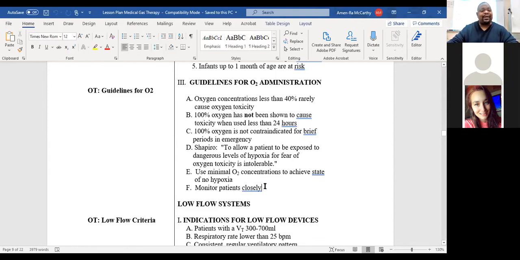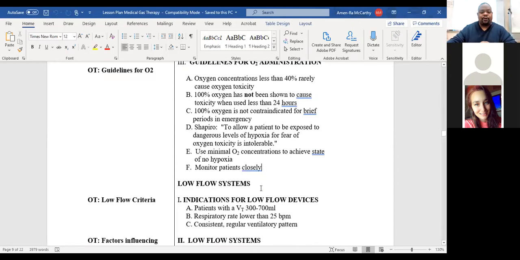And always monitor your patients closely. And when we say that, that also means know your patient. Check the chart. Know who you're dealing with. Because if you're dealing with a COPDer, you have to deal with them a little bit different than you would somebody who does not have COPD, okay? People who don't have COPD, you don't want them to be hypoxic at all, right? But if he does have COPD, then it's understandable. So you have to know who you're dealing with, okay?